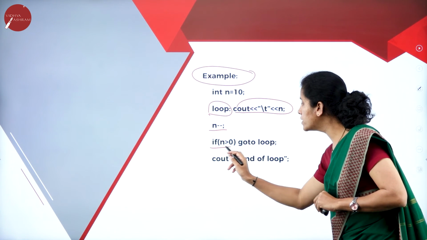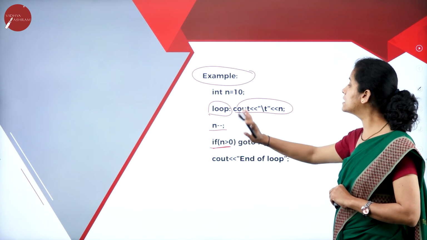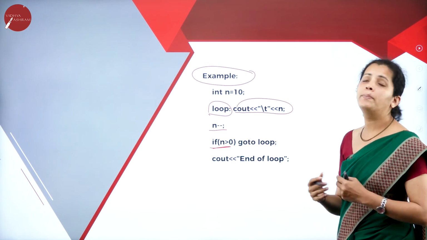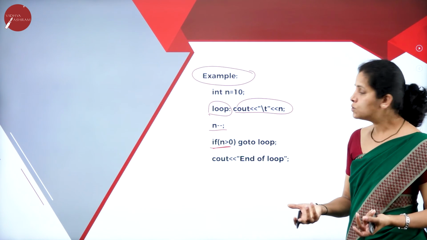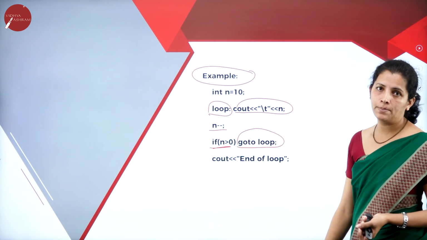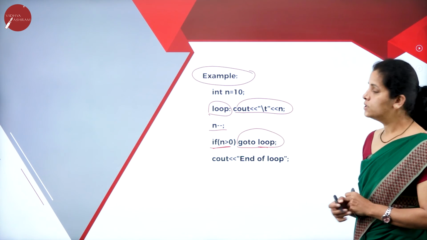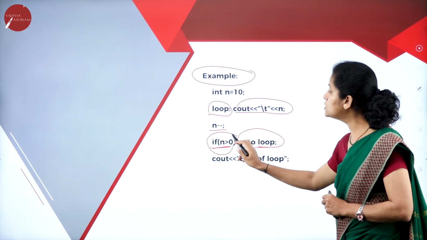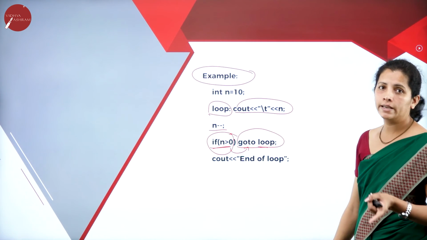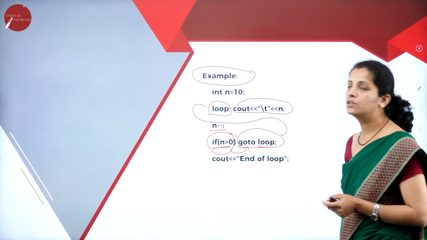Now here I am going to write the condition. When n is greater than 0, what do I want to do? I want to print the n value. So what I will do is write the goto statement: goto loop. So when this condition is true, this line is going to trigger. When this line is triggered, the control transfers to loop.